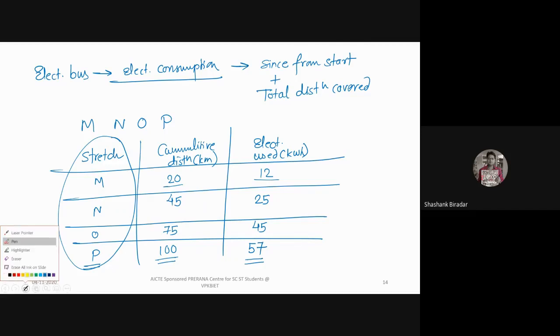How we can tackle this problem? Let's see. For M stage, the electricity used is 12 kilowatt hour and the distance is 20. So what has been asked? Electricity consumption per kilometer. So in the numerator we put the electricity consumption and in the denominator the kilometer. You have to find that proportion, and select the option which is minimum. So 12 kilowatt hour per 20 kilometers.